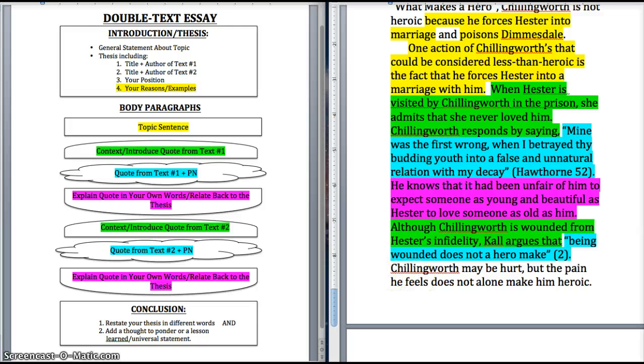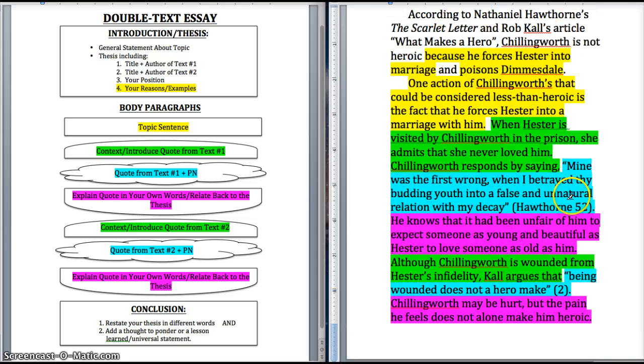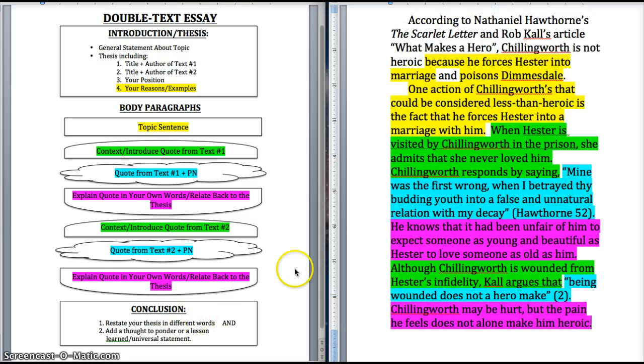And then finally, the bottom part of the second quote sandwich: Chillingworth may be hurt, but the pain he feels does not alone make him heroic. And again, this is relating it back to the thesis statement. Notice everything stays in the same tense. And now, to finish your second body paragraph, all you would do is take the second example and turn that into its own body paragraph with a topic sentence and two quote sandwiches.